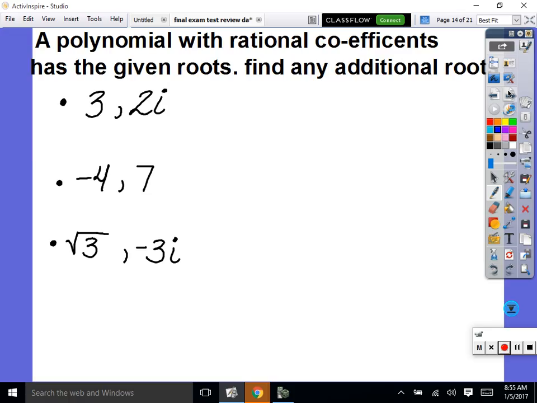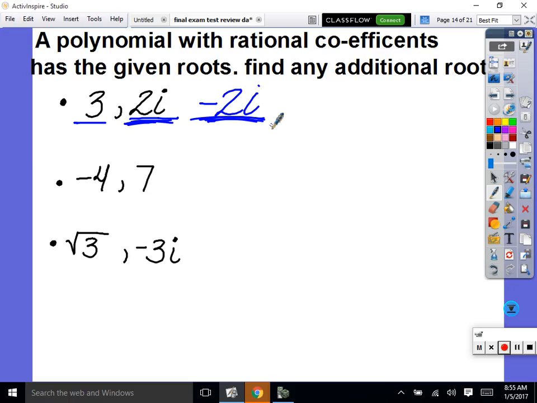Okay, so let's look right here. Given the solution 3 and 2i, what else is a root? Negative 2i. This is an imaginary root, so its conjugate has to be a root. Not negative 3 though. 3 is not imaginary, and 3 is not irrational. Everybody good? They will put negative 3 on the test as an option.